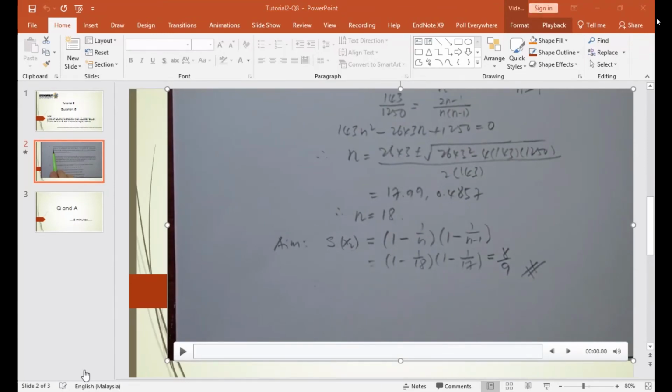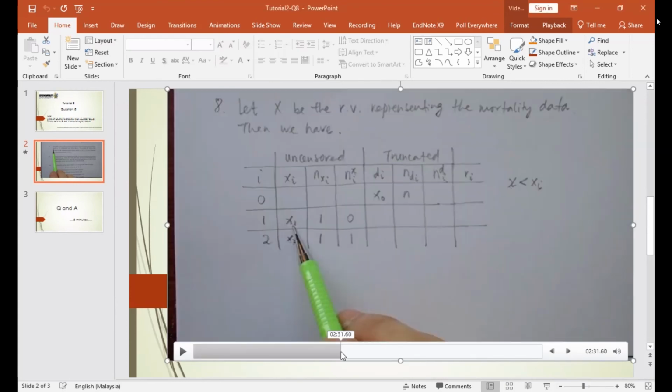Okay, class, this problem is quite long. Our aim is to find the survival at x2, the probability, by the Kaplan-Meier, and the answer is 8 over 9. First we need to find the n value, 18. The calculation, I believe you have no problem. I just worried whether you know how to set up. Once you know how to set up, then the rest is no problem.